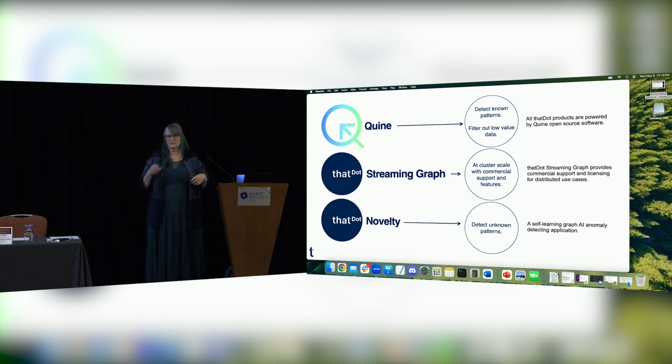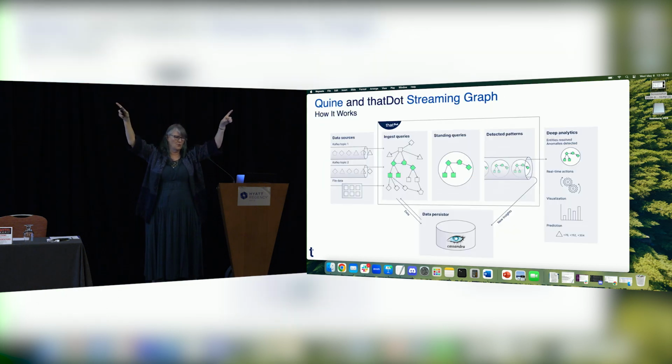The semantics are easily updated. It's designed for categorical queries so that you can find what you need to find. And that's pretty much it, the ability to do streaming graph. So Quine is the open source version. Streaming graph is the commercial version. If you need to cluster base it, you need commercial support, all that.